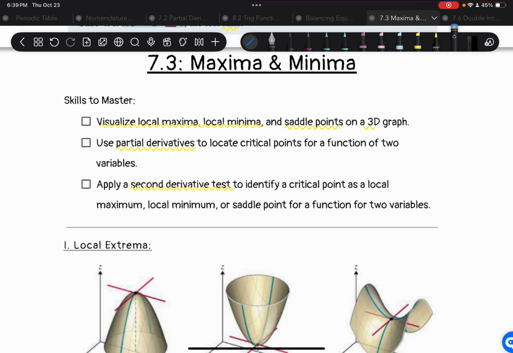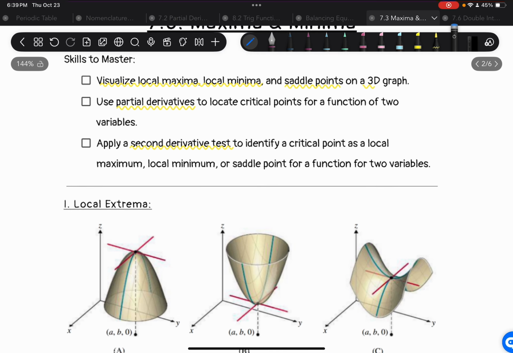One of them is to be able to visualize the maxima, minima, and saddle points on a 3D graph. The second one is to be able to use partial derivatives, which we learned before, to locate the critical point. And our third one is to be able to apply a test called the second derivative test to identify the critical point as a local maxima, minima, or saddle point for 2 variables. So let's get into it.